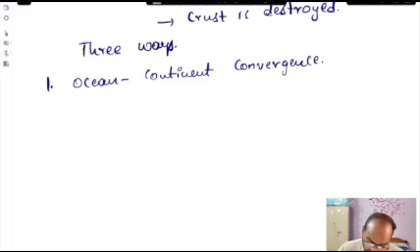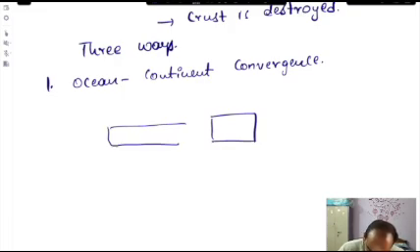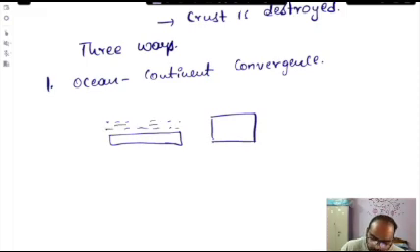So this convergence can happen in three ways. First one is ocean continent convergence, that is, a continental and an oceanic plate. If this is the oceanic plate, above it there is ocean. Above the continental plate there is continent. They are converging, moving towards each other.